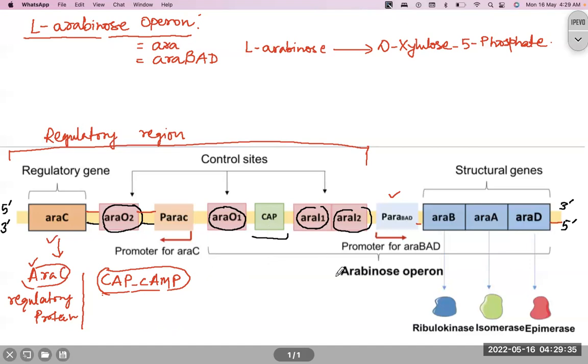It represses the catabolite. It also results in positive regulation of araBAD when the cells are starved of glucose. When glucose is absent, it positively regulates araBAD. So that is the role of the CAP binding site. Because of this CAP binding site, when glucose is absent, araBAD expression will take place.